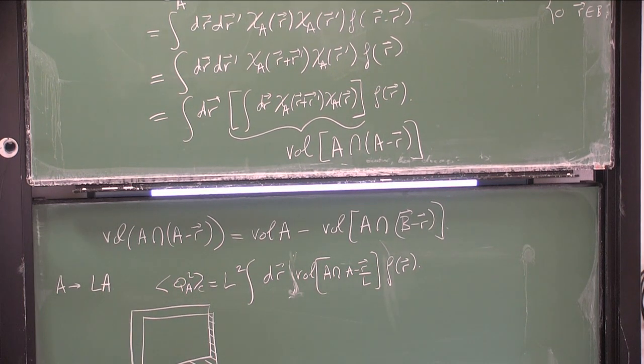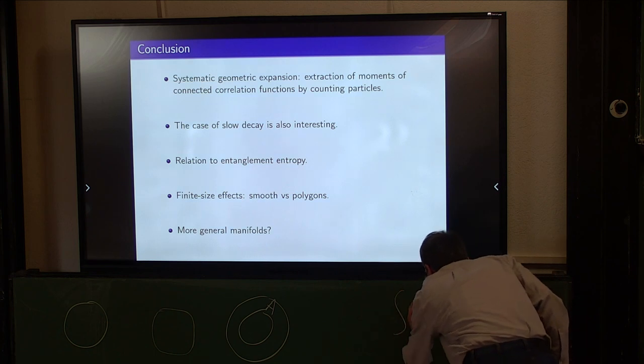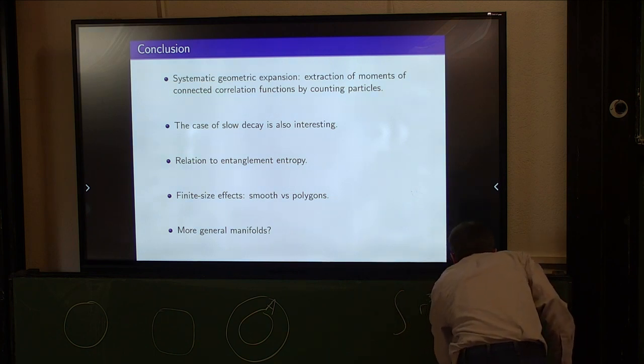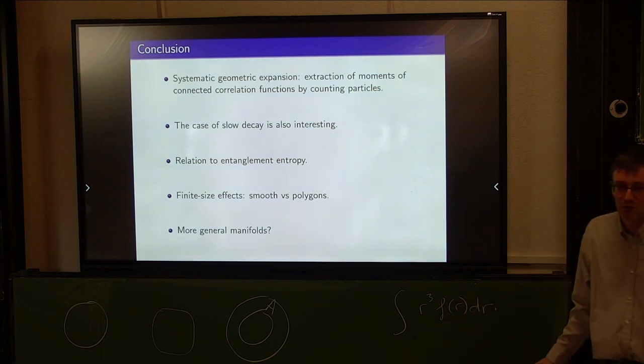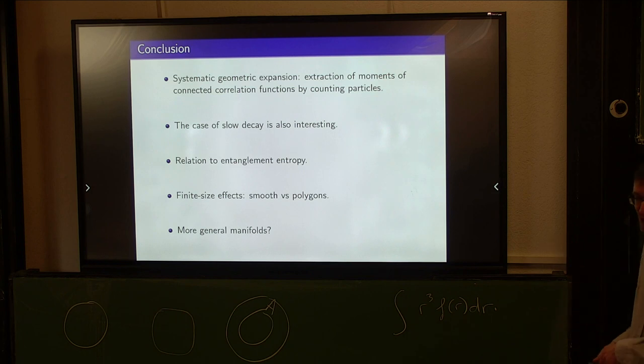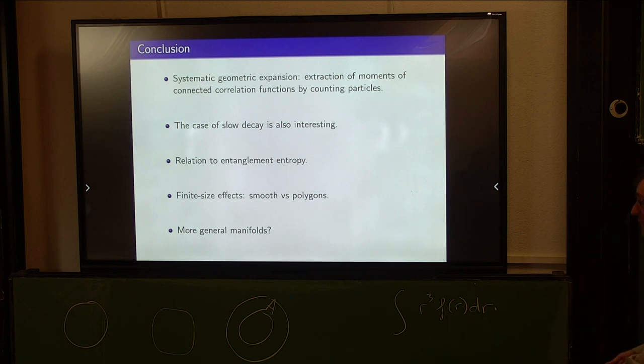For this whole thing, I was always assuming that my two-point function, three-point function, whatever, decays sufficiently fast that the integrals I wrote make sense. For example, if I write the integral, I'm implicitly assuming that it decays faster than 1 over R^4. Otherwise, this is plus infinity. So there are also borderline cases which have been studied in the context of fermions with a Fermi surface, and in entanglement entropy. So it's also interesting, but we avoided it for the sake of simplicity.